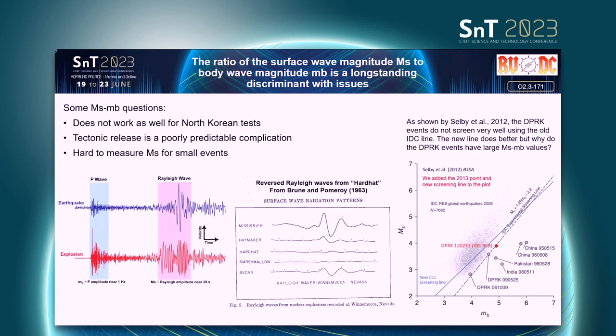But there are also unexplained phenomena like the reversed Rayleigh waves that you see in some shots on the Nevada test site, Hard Hat there, for instance, from a classic Brune and Pomeroy paper, that is unexplained. It's probably due to some sort of source material or depth of burial of the explosion. And on the right-hand side, we see from a figure from Selby that the DPRK events did not discriminate very well, did not separate very well from earthquakes, at least with this discriminant, and we want to get at why that might be happening.